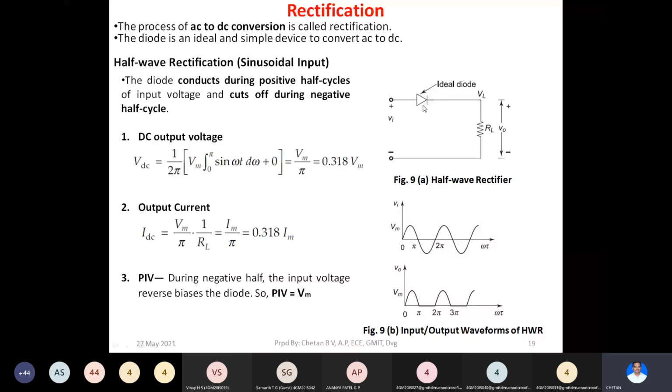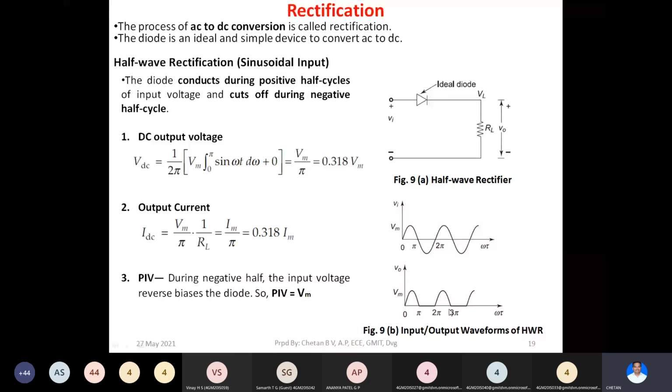No current will flow, no voltage across this RL. Therefore, V naught, which is equal to VL, will be 0. Therefore, in the negative half cycle, that is pi to 2 pi, you will get 0, no voltage. Similarly, this process would repeat in the next half cycle. You will get again a positive half cycle, 2 pi to 3 pi, and afterwards from 3 pi onwards, you will get 0, and so on.